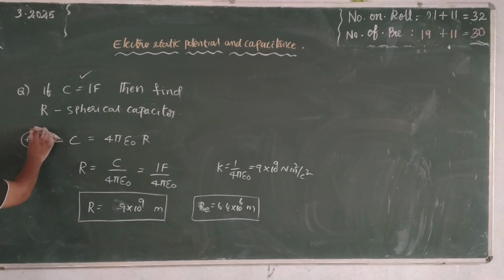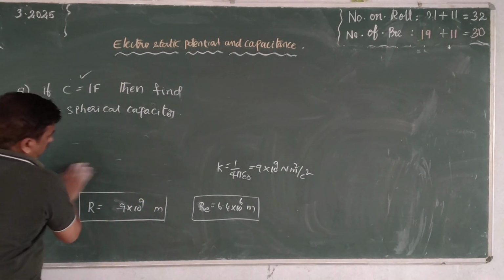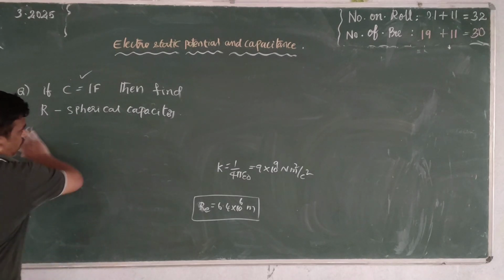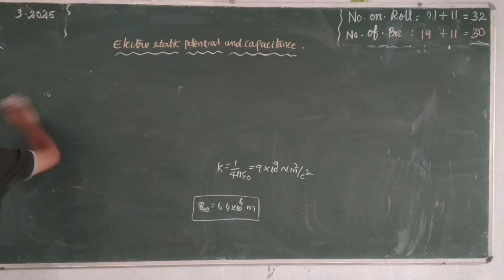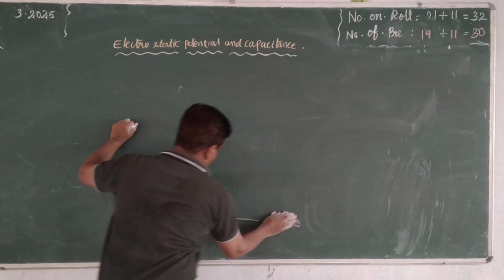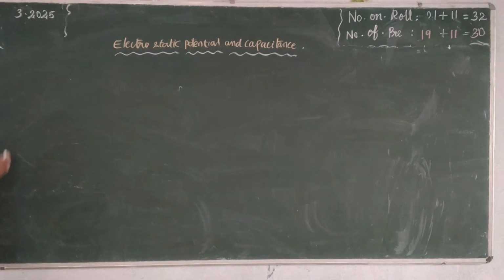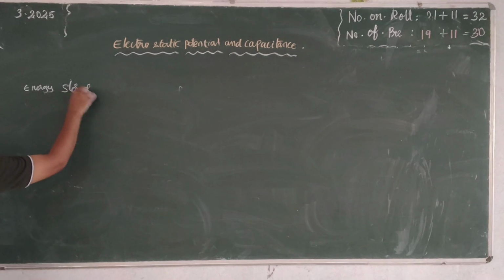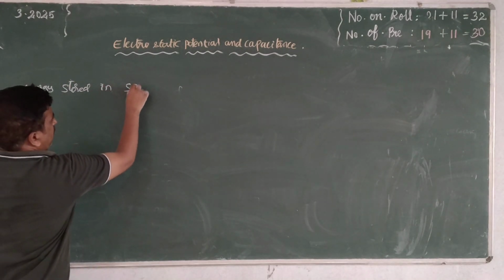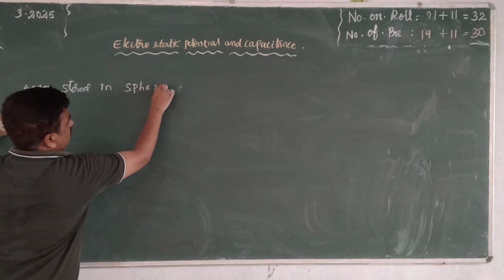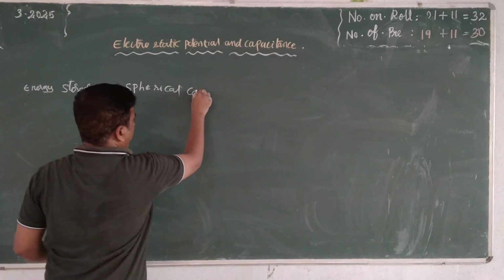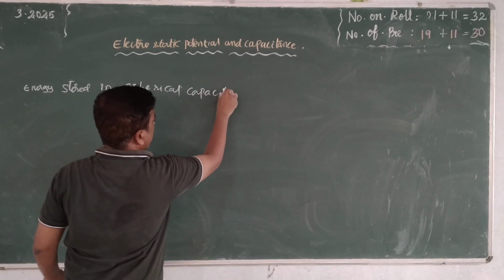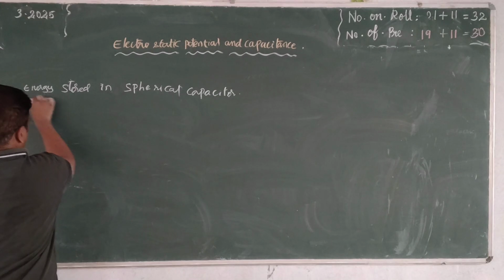Now we discuss how to store energy in a spherical capacitor. For example, we can take the energy stored, that is, the electric potential energy of a spherical capacitor. Energy stored in spherical capacitor. This is the concept.